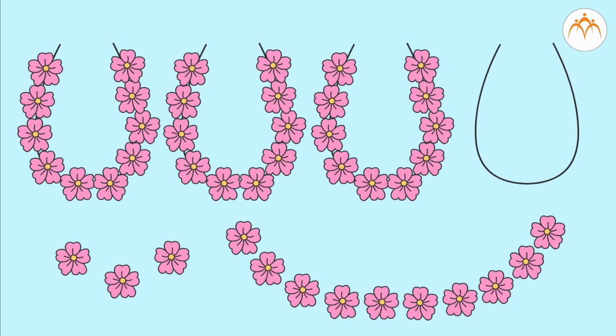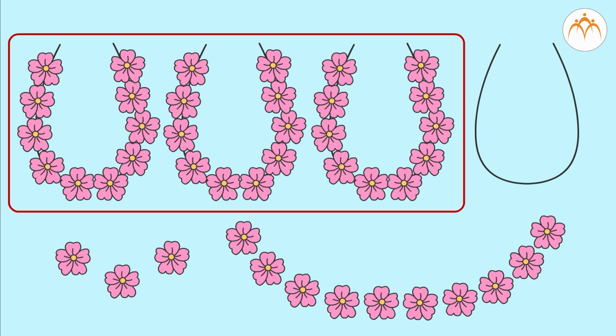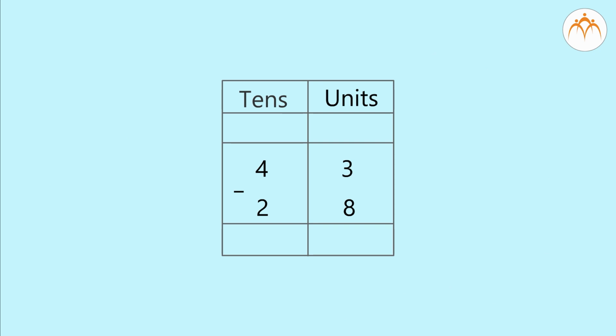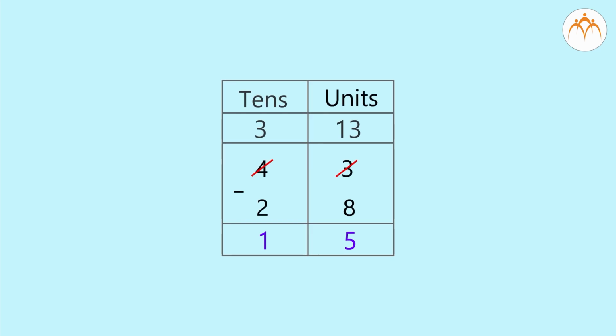So there are 10 and 3 separate flowers in units. But 1 tens will be less, so there are 3 tens left, 3 tens and 13 units. Now we shall subtract 8 flowers from 13 flowers and also we shall take aside 2 tens out of 3 tens. The grandma has 1 tens and 5 separate flowers with her. In this way, we subtract by carrying over after splitting the tens.